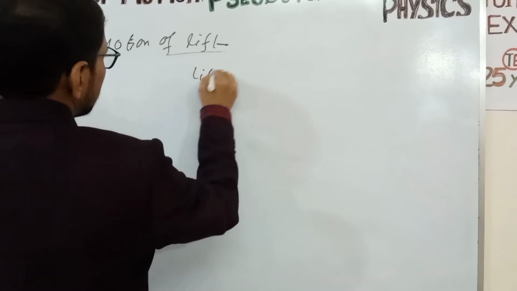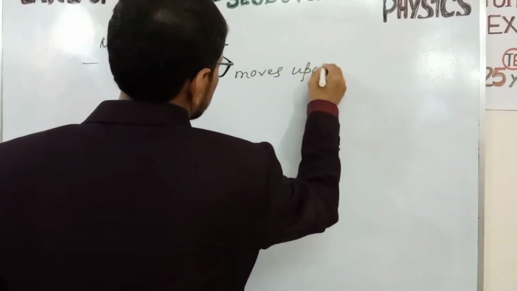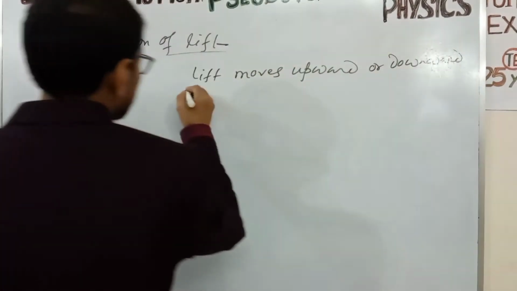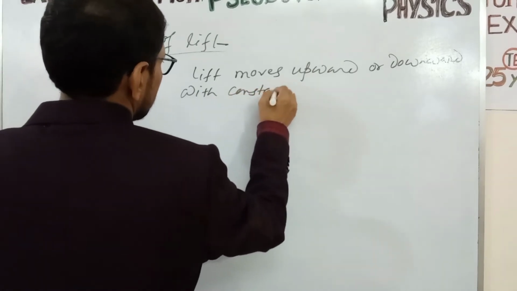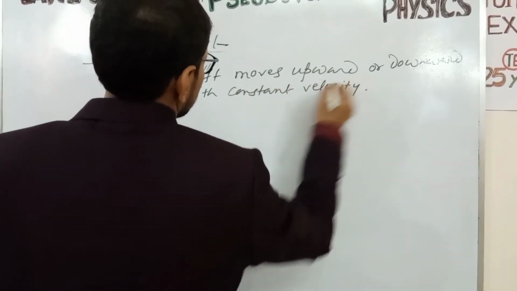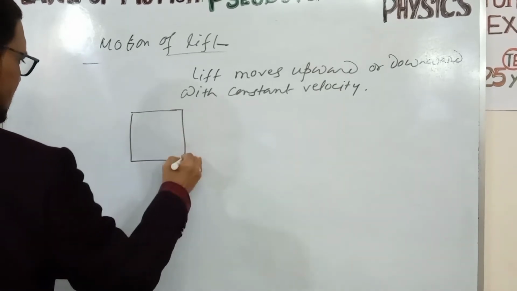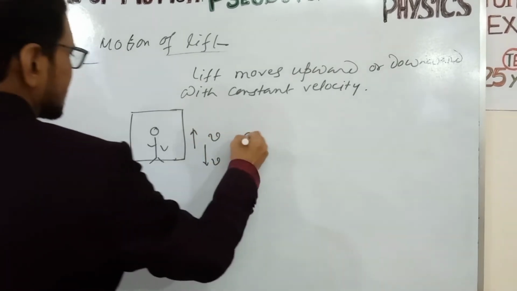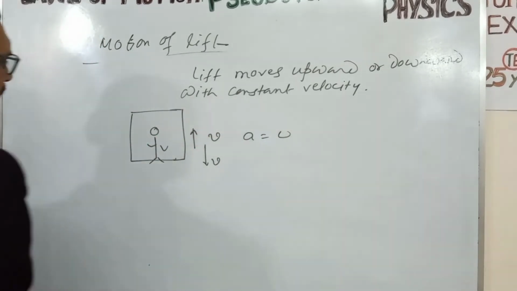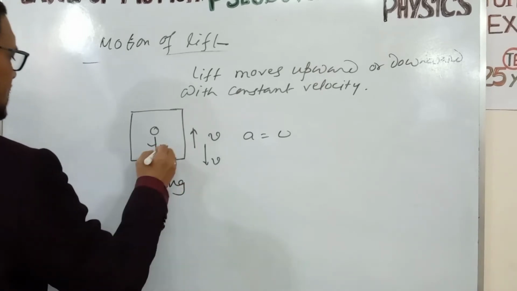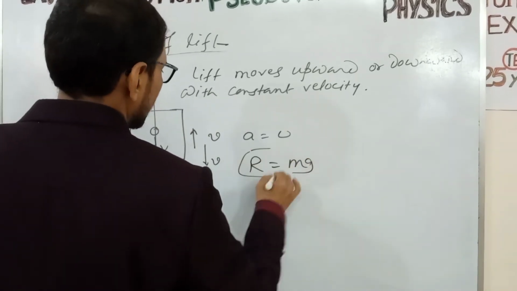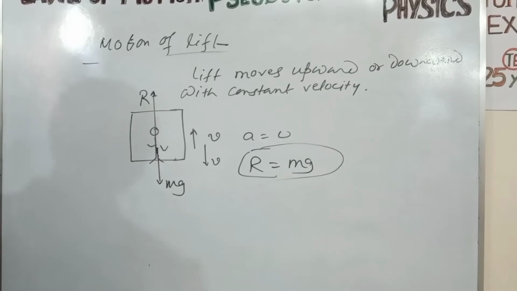So when the lift moves upward or downward with uniform velocity, acceleration is 0, so r equal to mg. Now if the lift moves upward or downward with constant velocity, what happens? Constant velocity means acceleration is 0, so no pseudo force acts on the man. The weight of the man acts downward and the reaction force is r, so r equal to mg. So when a lift moves with constant velocity, the reaction force is equal to mg.